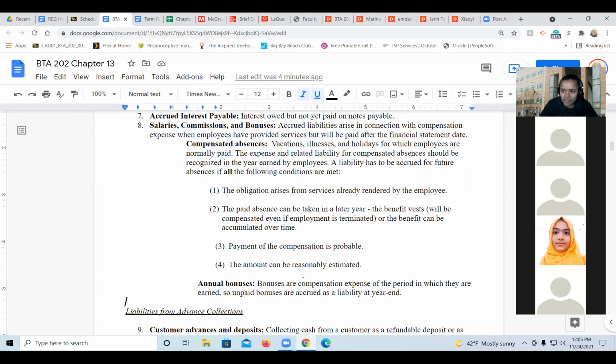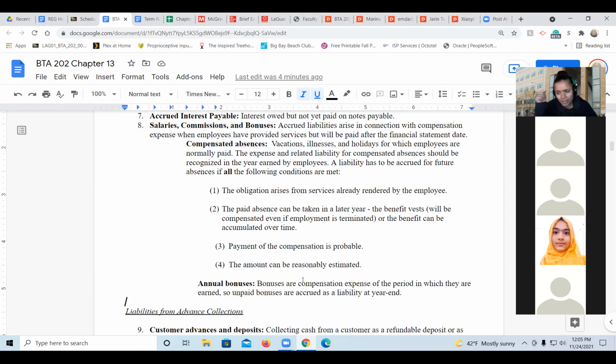Bonuses are often earned during the fiscal year, but are often paid out after the year has already ended. Like a lot of companies that have a December 31 year end, they only pay the bonuses in February of the next year, but that bonus relates to the previous year.